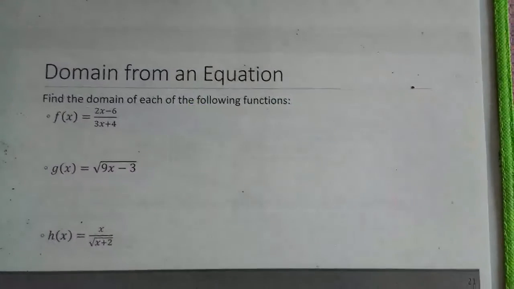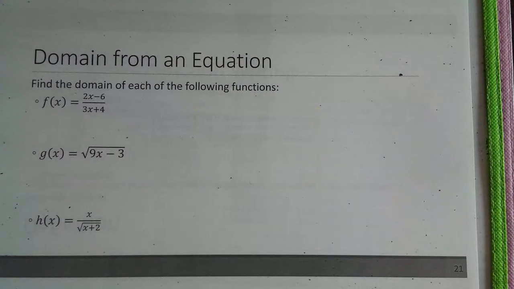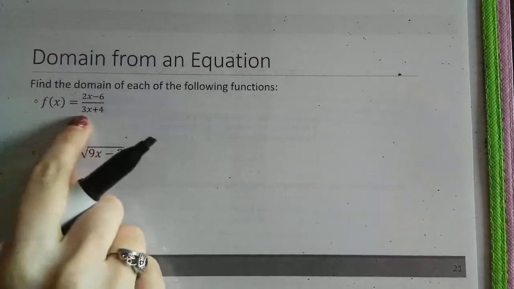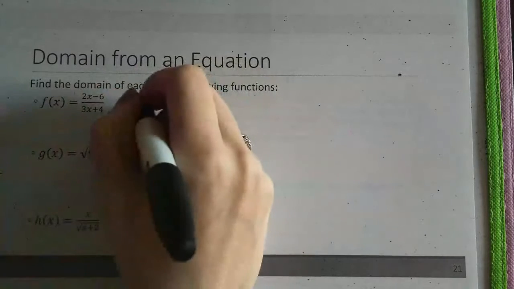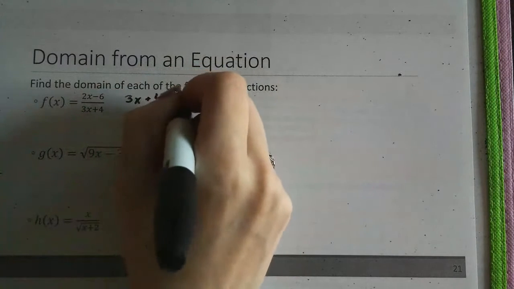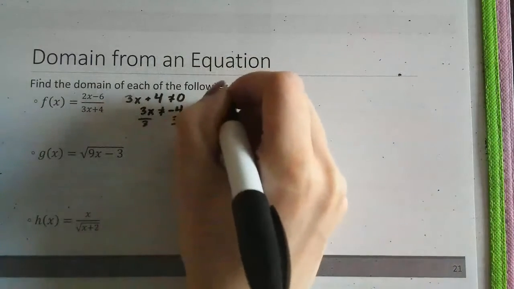So here we have 3 functions, and we want to find the domain of them. First up, we have f of x is equal to (2x minus 6) over (3x plus 4). We start by assuming our domain is all real numbers, and then we have to check, do we have a fraction? Yes. If we have a fraction, we have to make sure we're never dividing by 0. So that means I need to make sure my denominator, 3x plus 4, does not equal 0. I can subtract the 4 over. So 3x is not equal to -4. Then I can divide both sides by 3, and I get x cannot be equal to -4/3.